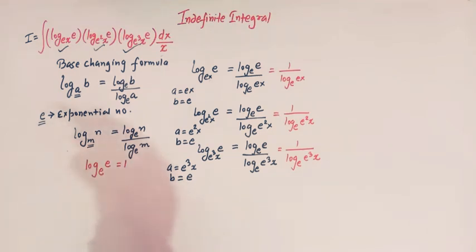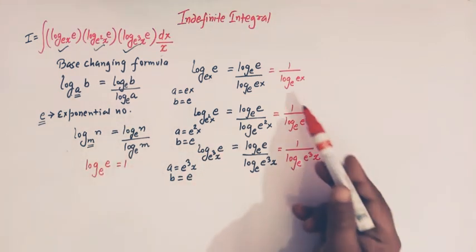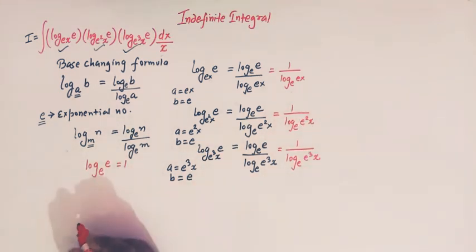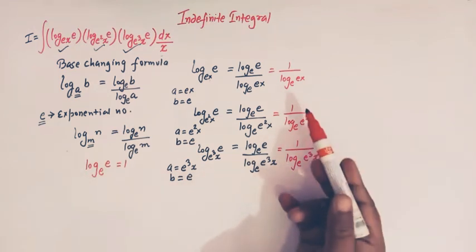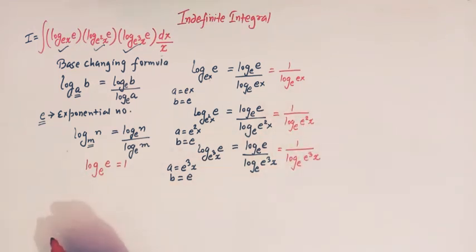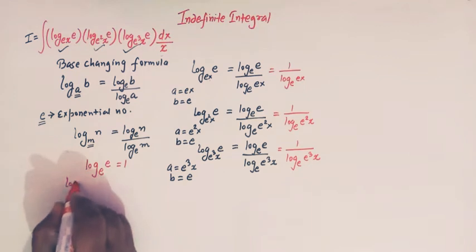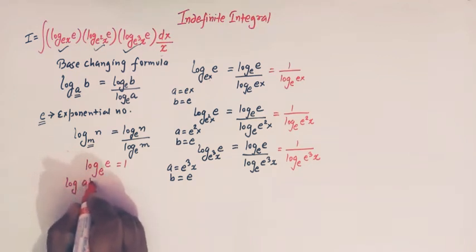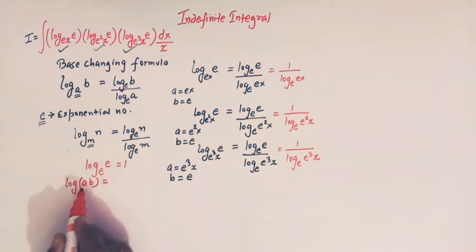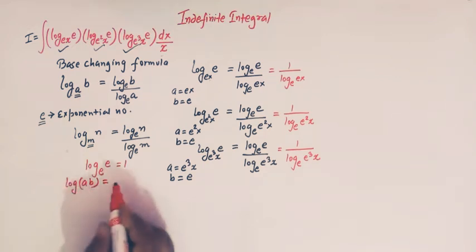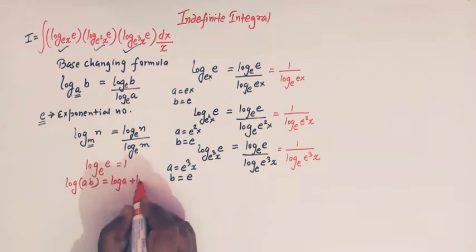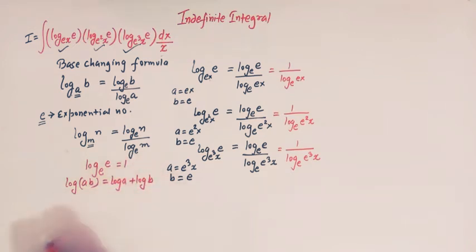So now let us apply one more important property of log, right? So we know that if we have the log of the product of two numbers, log of AB, then we have log of A plus log of B, right?